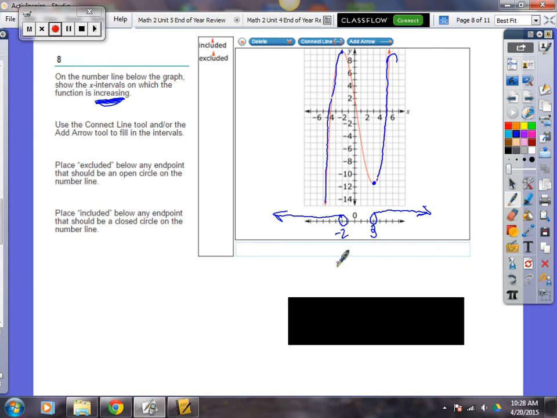Okay, so this is excluding these 2 points. So I guess that's how we use these tools.